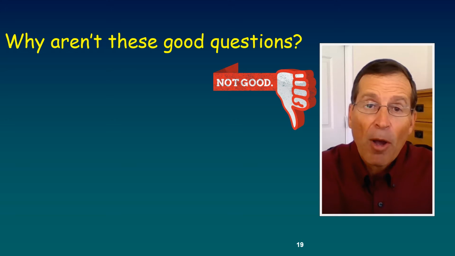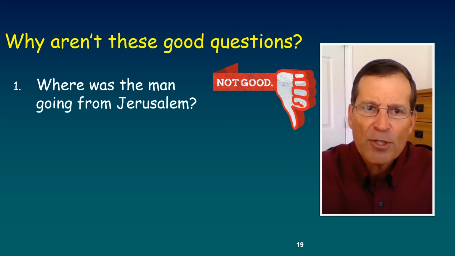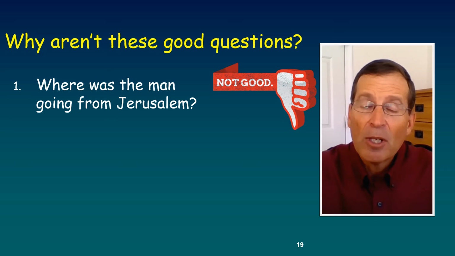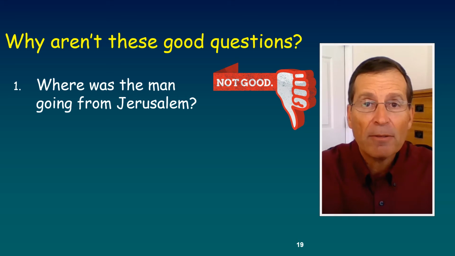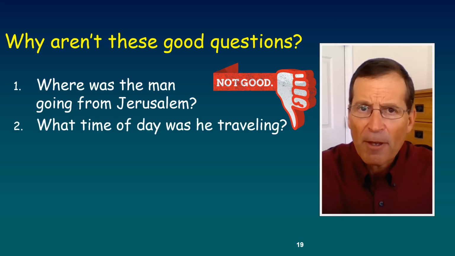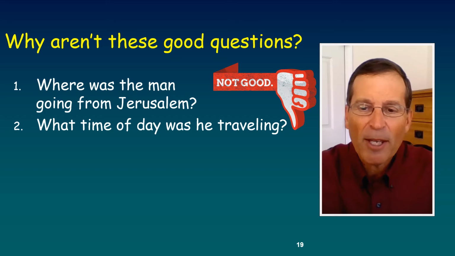So you can pause after each one and discuss, why aren't these good questions? The first, where was the man going from Jerusalem? Well, not a good question because the text already makes clear that he was going to Jericho. What time of day was he traveling? Well, also not a good question because the text doesn't say what time of day it happened, and it's not important to the story anyway.